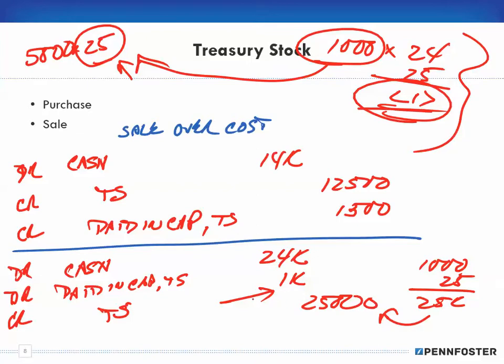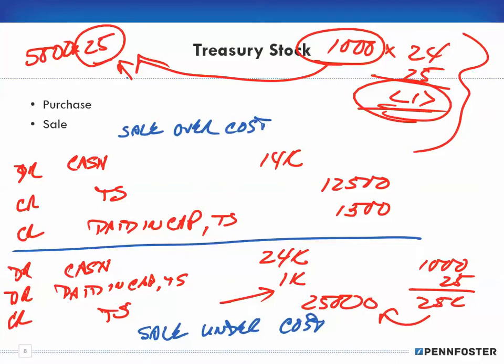between my debits and credits and backing into it, versus having to say, okay, I bought it at 25, I sold it at 24. That means I have a $1 loss, 1,000 shares at a $1 loss is $1,000. It was simpler and easier to say 25 less 24 is 1. Okay, so that's how you record the sale under cost.